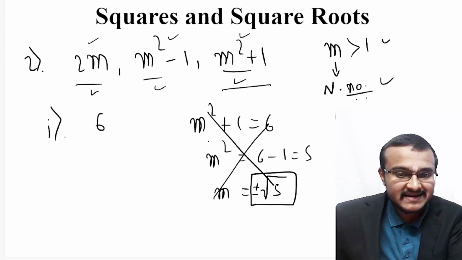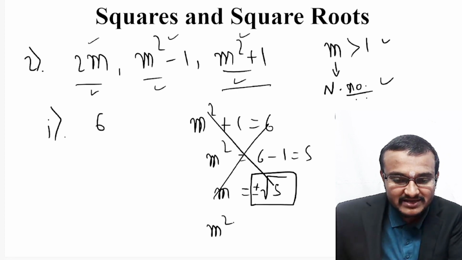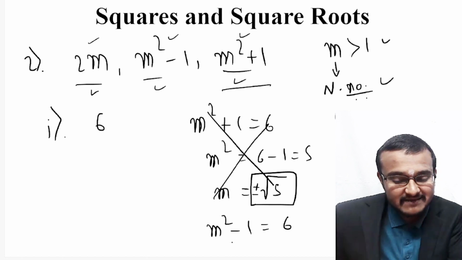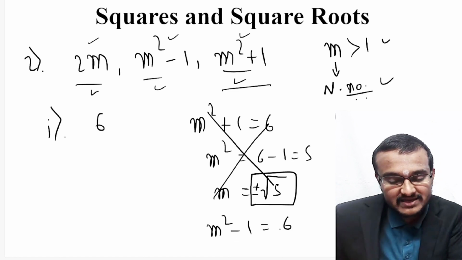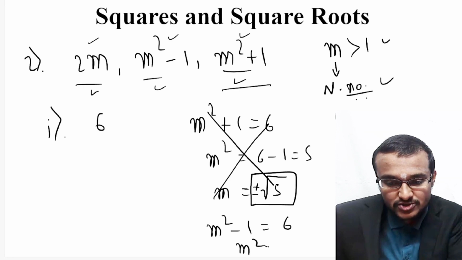So now let us take the second term, that is m square minus 1. Here also, if you take m square minus 1 as 6, then m square minus 1 will be equal to 6, where m square is equal to 6 plus 1, that is equal to 7.